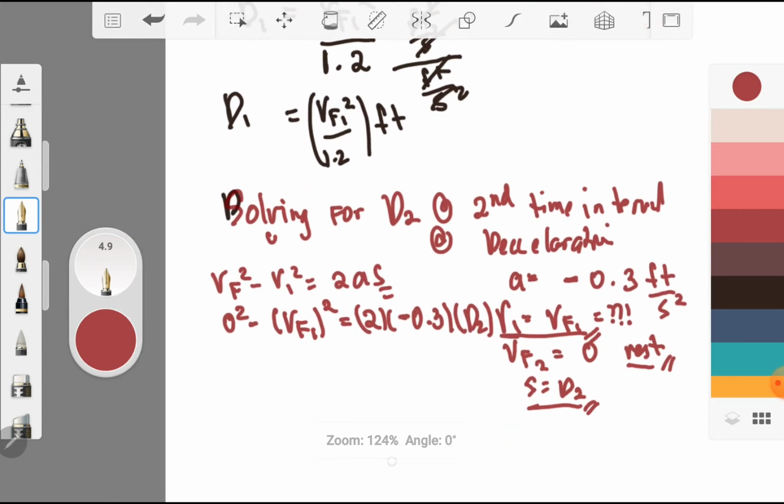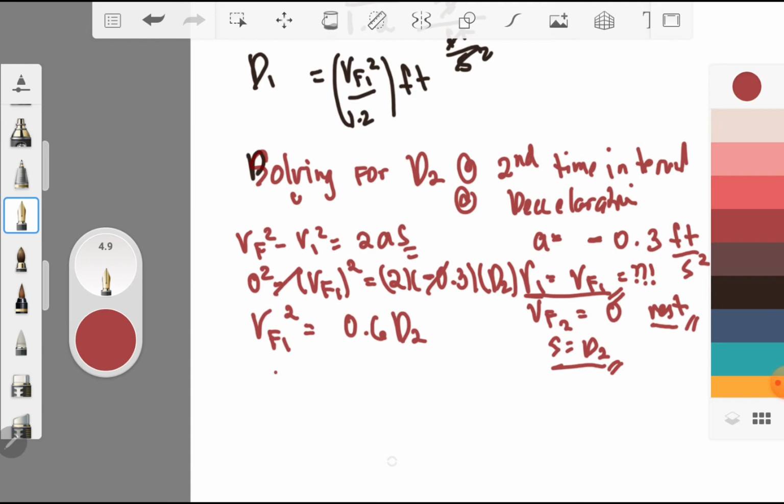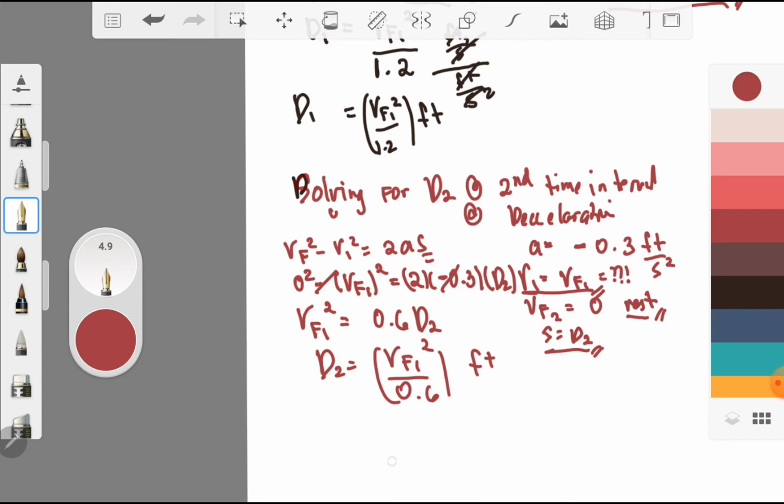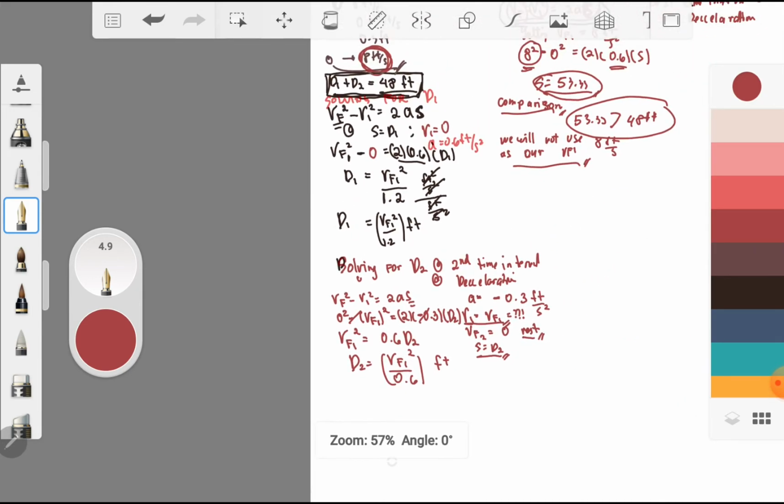Okay, so we'll have a value equal to, cancelling out your negative sign because negative divided by negative is positive. So we have VF1 squared is equal to our 0.6 D2. Solving for our D2, we'll have a value equal to VF1 squared divided by 0.6 feet din to. Okay, this will be our D1 and D2.